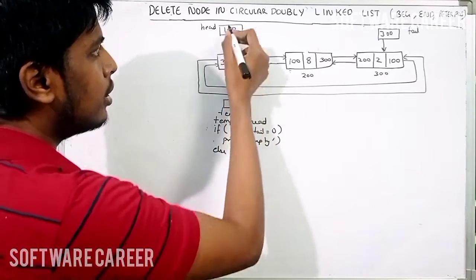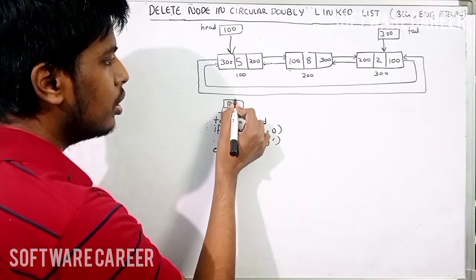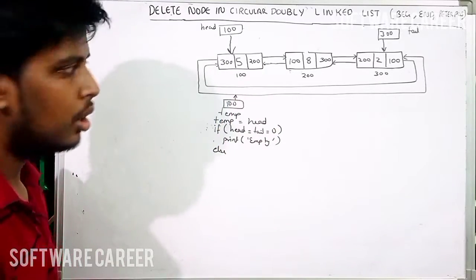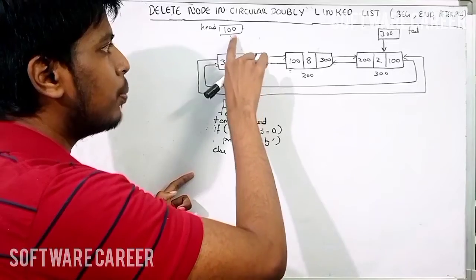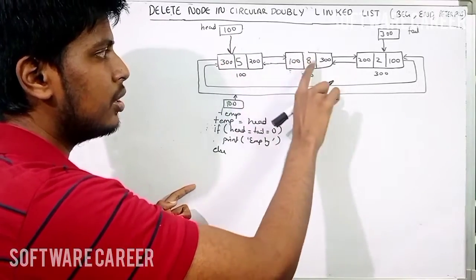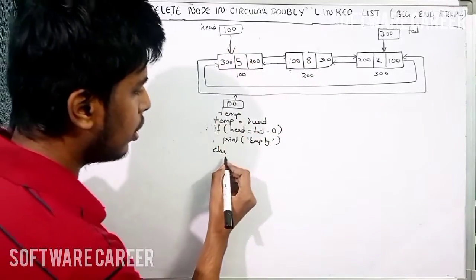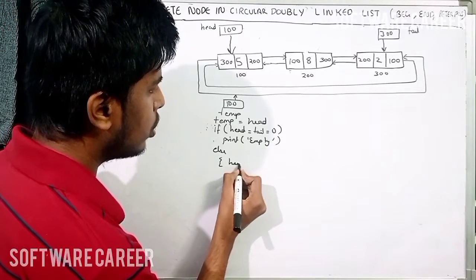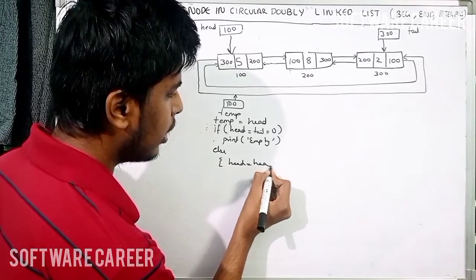Now see, head is 100, so temp is also 100. So this pointer is pointing to the first node. Now I should move the head pointer to this node, because after deleting, this is the first node. So I am writing the code. See here, head equals head next.